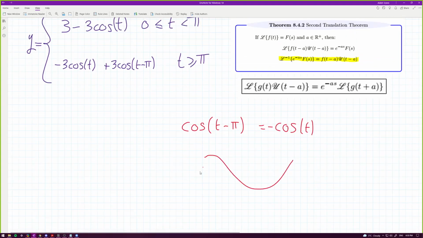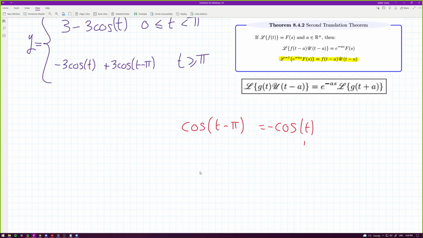Let's think about it together. So this period here is 2 pi, right? We're going to move it to the left by pi units. So this trough is going to end up here, and yes, it looks like it's going to be negative cos t. Okay, that makes sense to me.